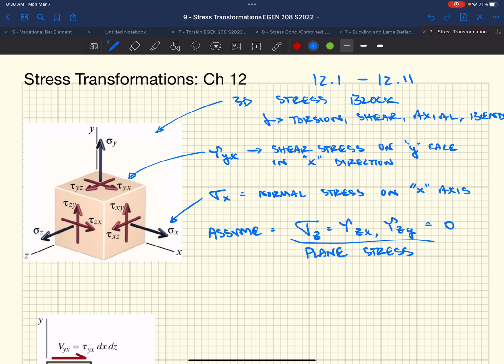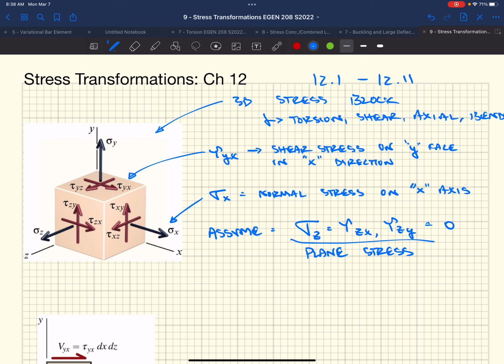Why do we make that assumption? Well, one, it makes things simpler for us. And two, a lot of the things that we deal with, if we assumed that on, say, a pipe, the x and y axes are the distance along the length and vertically around the pipe, then our z axis is in and out of the pipe surface. Well, it's so thin that we don't normally get stresses acting through the thickness of something that's very thin. And we deal with a lot of things that are thin.